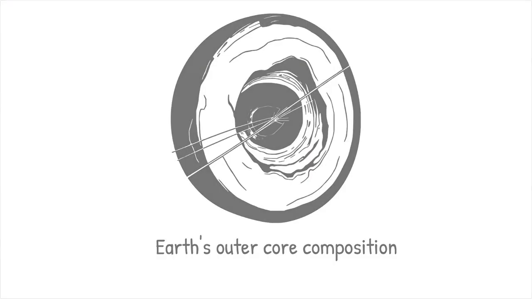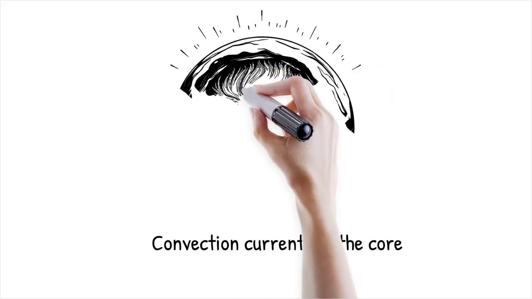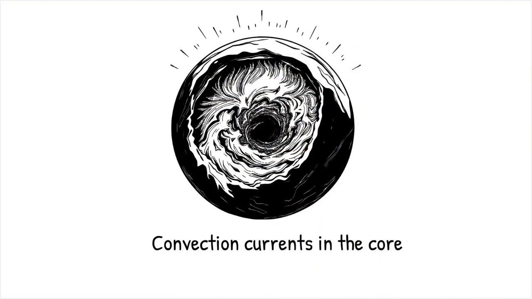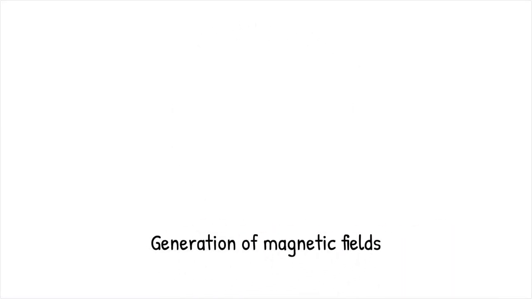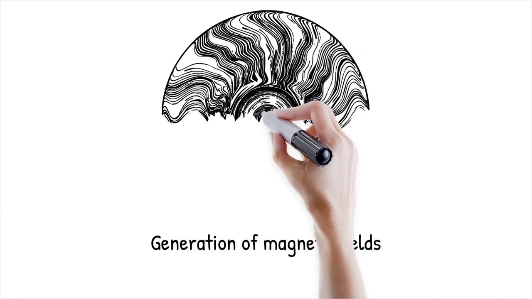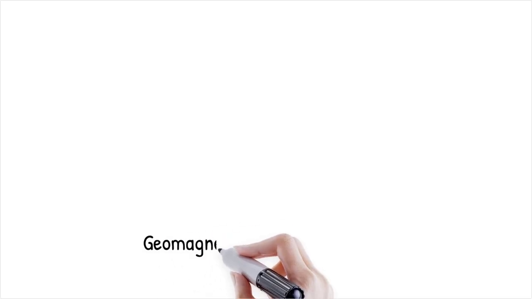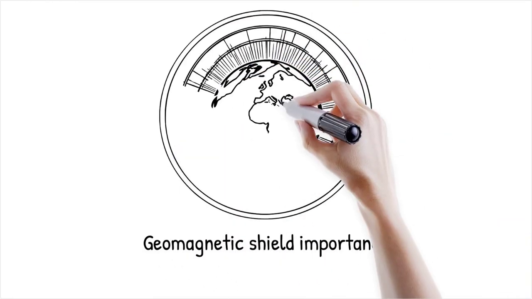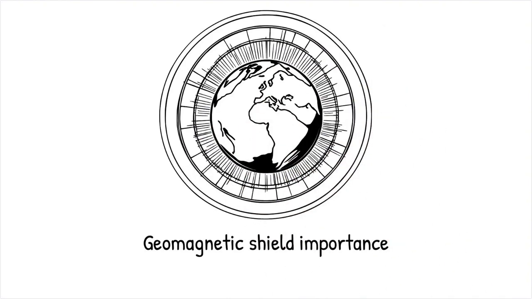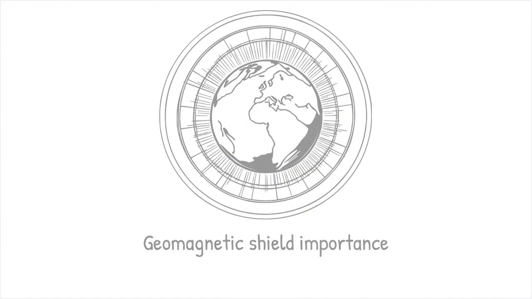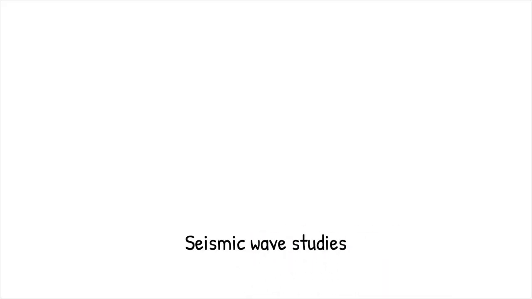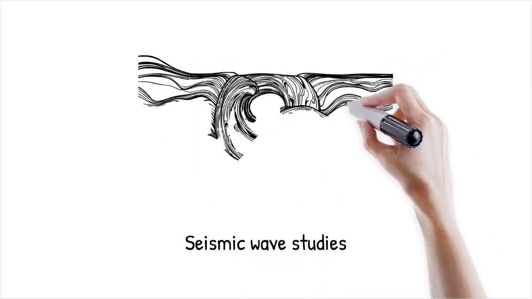The intense heat and pressure at the core create turbulent convection currents, which drive the motion of charged particles. This motion generates electric currents, which in turn produce magnetic fields through a process known as the geodynamic effect. The fluidic behavior of the outer core is crucial in sustaining the Earth's geomagnetic shield, which protects the planet from harmful cosmic radiation. Seismic wave studies confirm the existence of a liquid outer core with dynamic flow patterns that influence magnetic field variations.